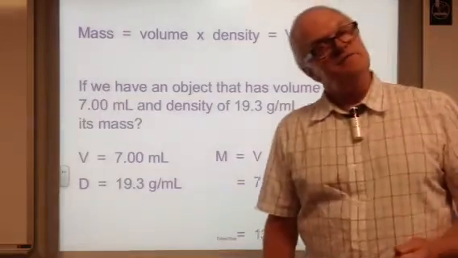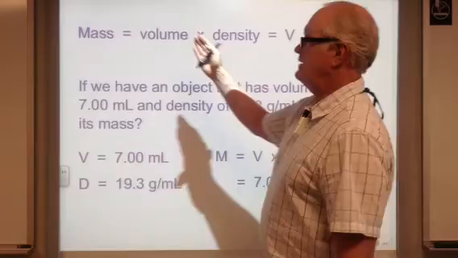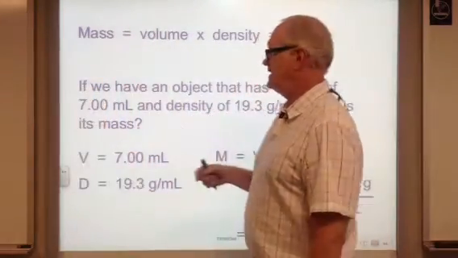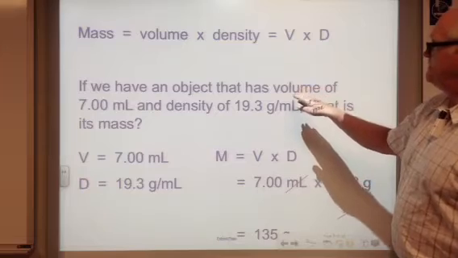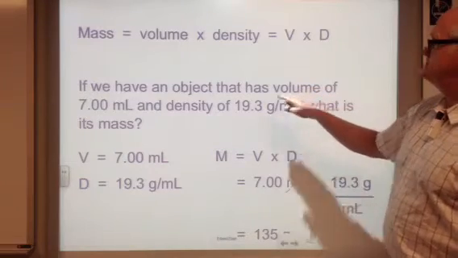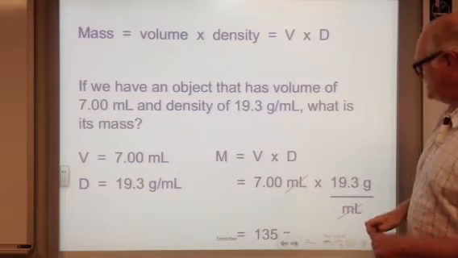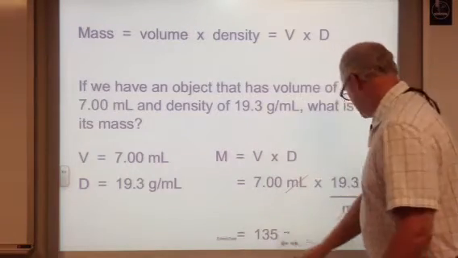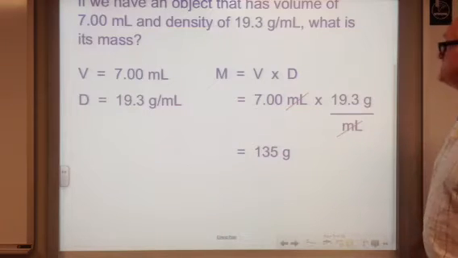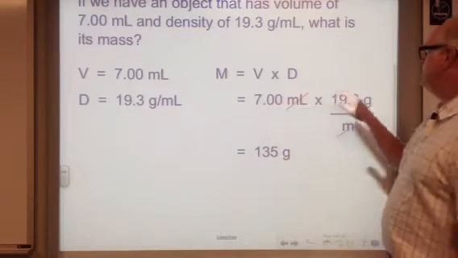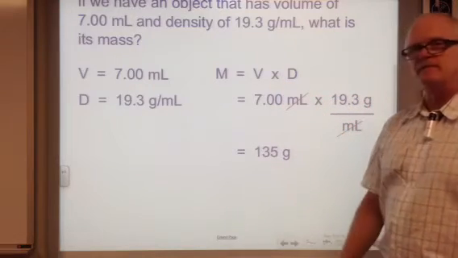What if we can measure the volume of an object? We know what it's made of. We can look up its density. Can we then figure out its mass? Yes, we can. Here's a formula. For example, if we have an object with a volume of 7 milliliters and a density of 19.3 grams per milliliter, can we figure out its mass? We can by multiplying volume times density. Right? M equals V times D.